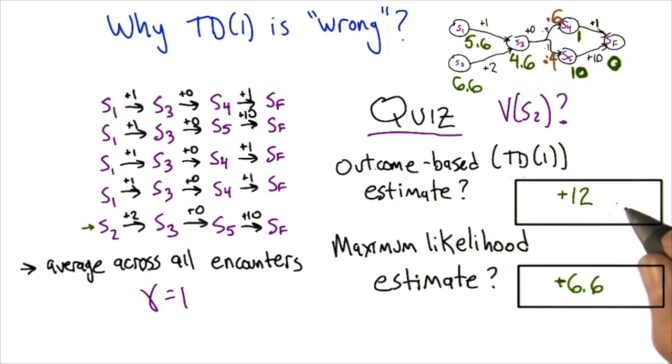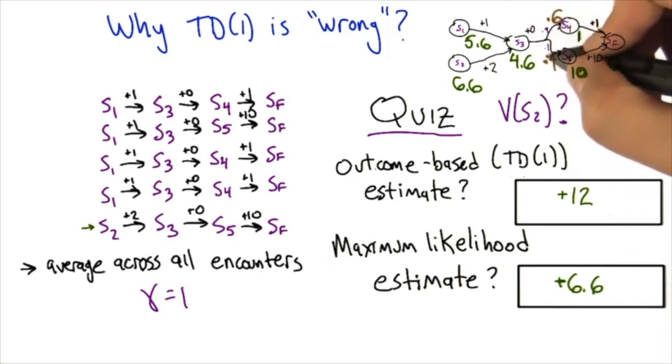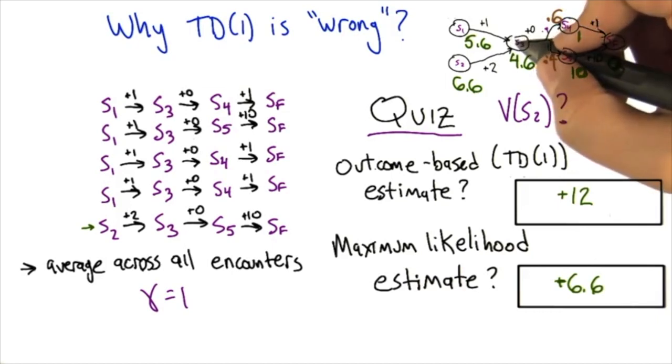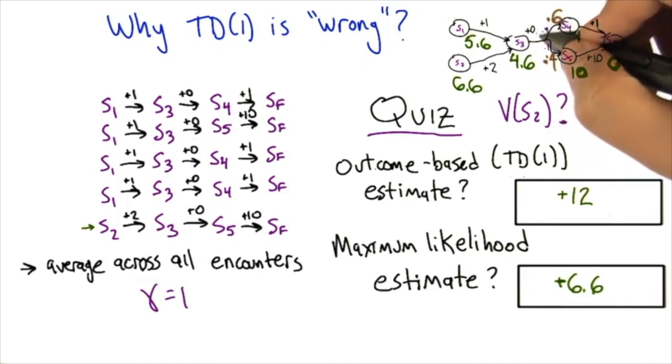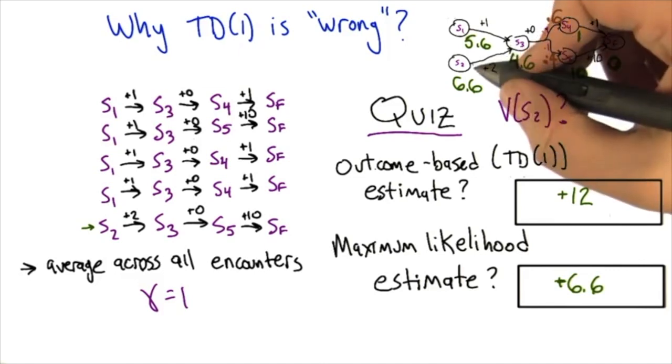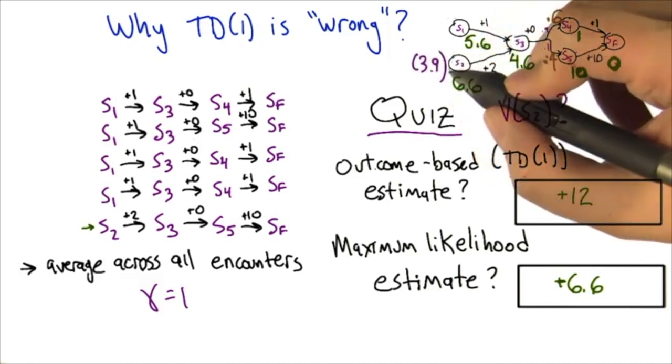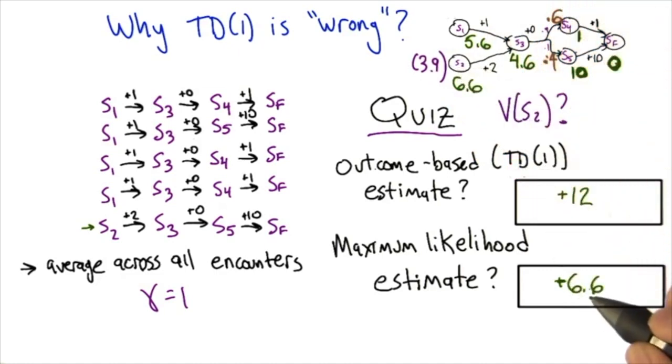So let's see. If I recall, when we went over this MDP before, using the actual transition probabilities, 0.9 and 0.1, we figured out that the value of S3 was 1.9. We can check that: 0.9 times 1 plus 0.1 times 10 is 1.9, which means the value of S2 would be 3.9. So the actual value is 3.9. The maximum likelihood estimate is 6.6, which is more, but the outcome-based estimate is 12, which is a lot more. So everybody's wrong except for 3.9, but the maximum likelihood estimate is less wrong. Right, and so why in this case?